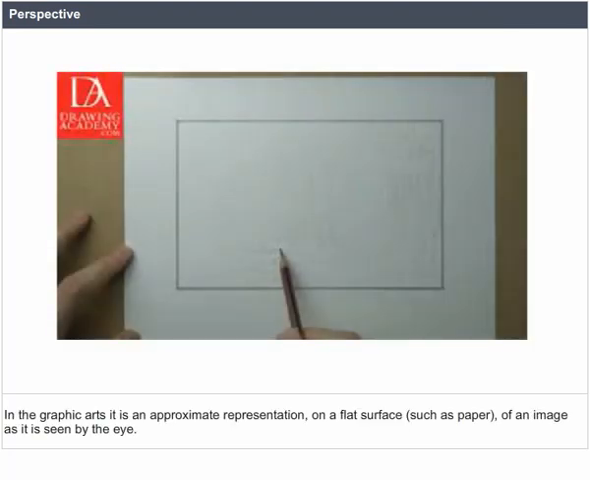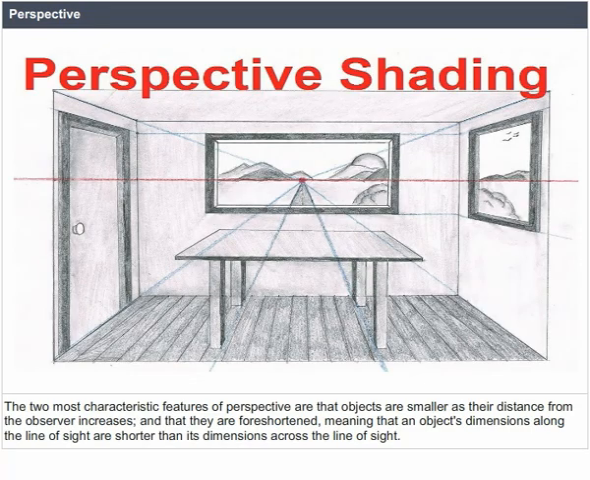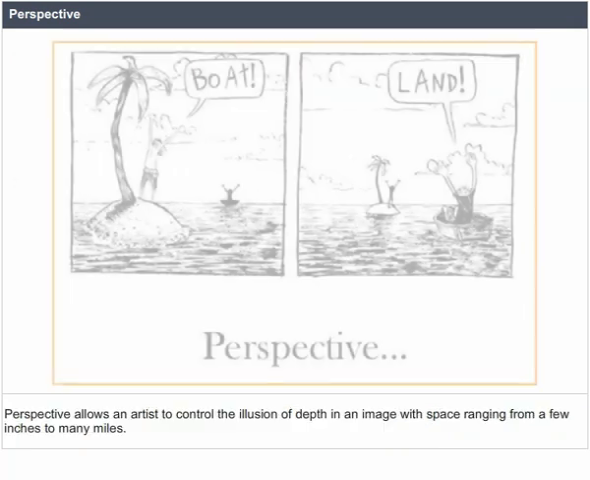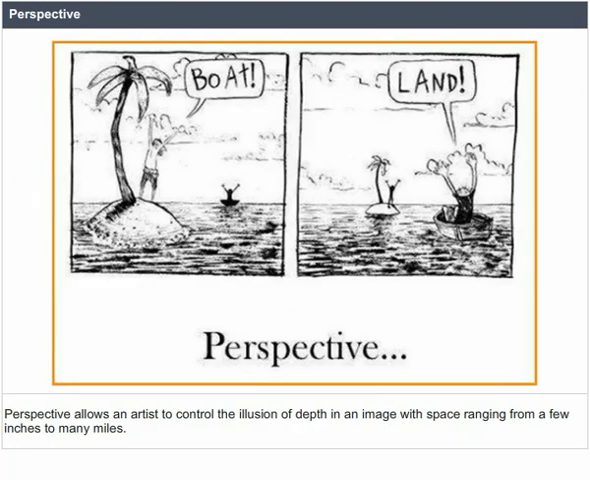Perspective. In the graphic arts, it is an approximate representation on a flat surface, such as paper, of an image as it is seen by the eye. The two most characteristic features of perspective are that objects are smaller as their distance from the observer increases, and they are foreshortened, meaning that an object's dimensions along the line of sight are shorter than its dimensions across the line of sight. Perspective allows an artist to control the illusion of depth in an image with space ranging from a few inches to many miles.